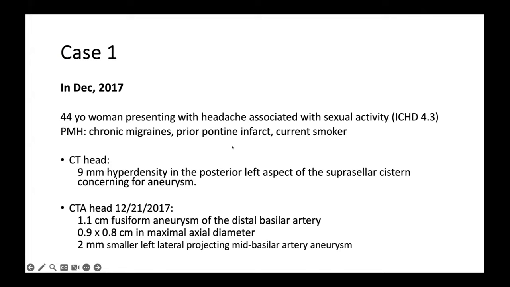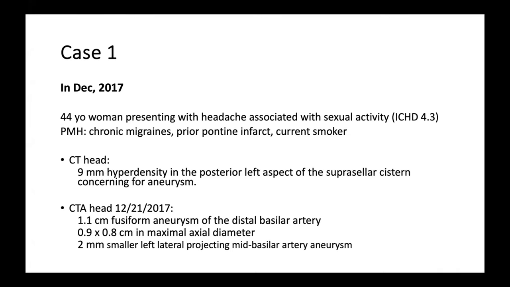So case one is a 44-year-old woman who presented with headache associated with sexual activity. She does have past medical history of chronic migraines and a prior pontine infarct, and she is a current smoker. When we first met, she claimed she quit smoking recently.